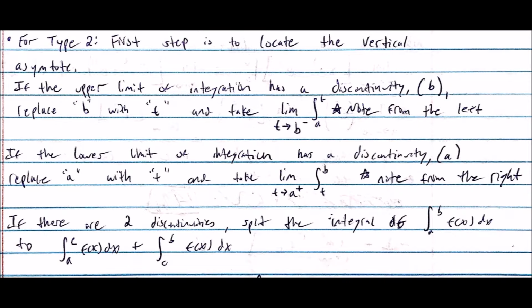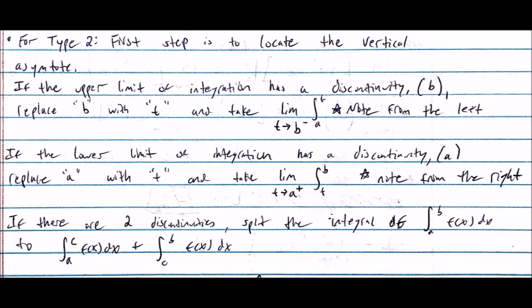So for type 2 improper integrals, the first step is to locate where that vertical asymptote appears, or where the infinite discontinuity appears. So if the upper limit of integration has the discontinuity, which is b, you want to replace b with t and take the limit as t approaches b from the left of the integral of a to t. Notice it's from the left.